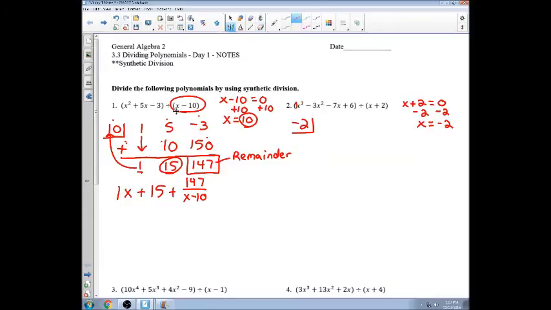Remember, I want the coefficients. So the coefficient from x to the third is 1. From x to the second is -3. From just x to the first, it would be -7 and 6. So this 1 came from there. The -3 came from there. The -7 came from there. And the 6 came from there. Right?